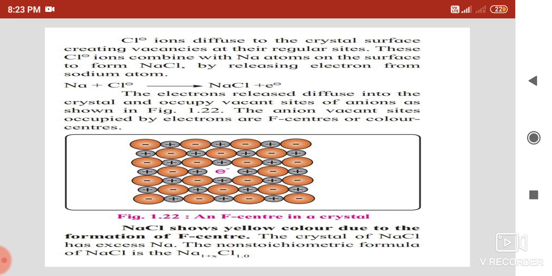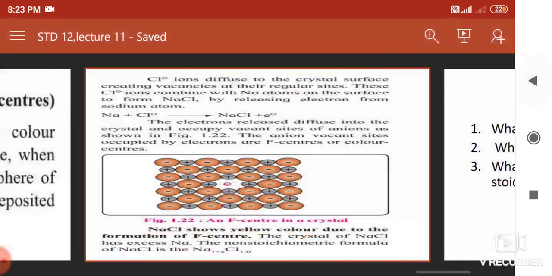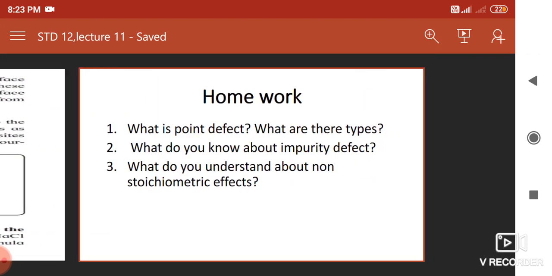So like this, excess metal cation produces the two types of formulas. So like this, we have finished the defects in the crystals.